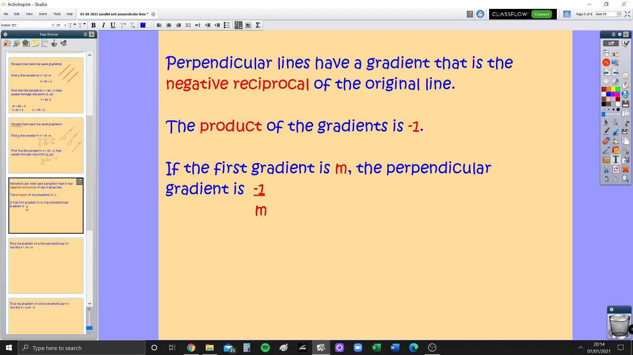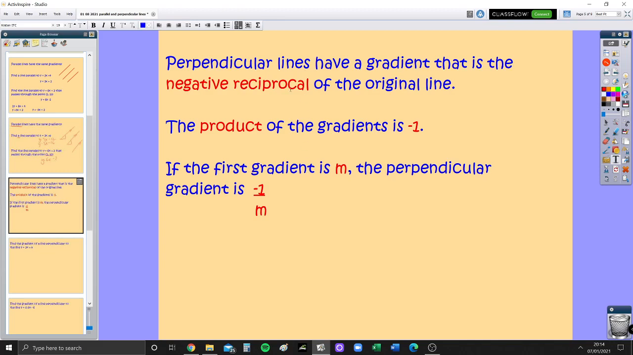Perpendicular lines, these are really important. There's a few people mixing up parallel and perpendicular in the exam. So remember, parallel lines are exactly the same gradient. Perpendicular means that lines are at right angles, so at 90 degrees to each other. So if you've got two lines that meet in a square, those lines that meet are going to be perpendicular because they meet at a right angle.